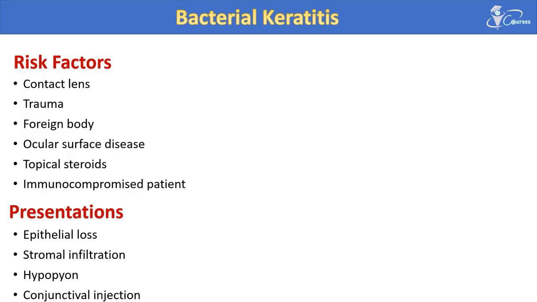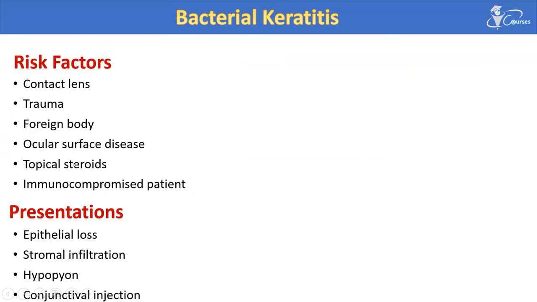Starting first with bacteria, there are certain risk factors for developing bacterial keratitis. We already summarized them, but let's focus on them more. They include contact lens wear, trauma, foreign body, and ocular surface disease, like severe dryness, as we are going to discuss right now. These cause loss of epithelium, which is the first barrier that protects the cornea against infection.